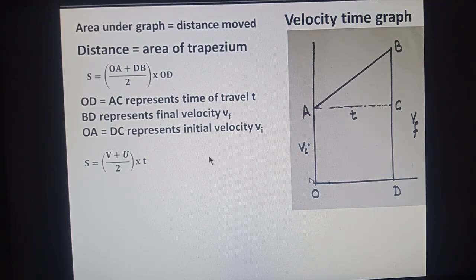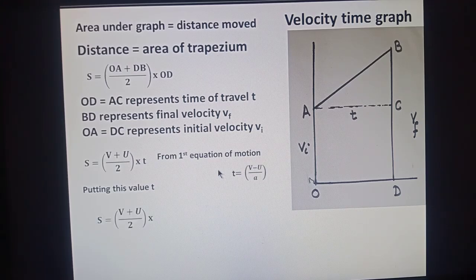Now referring to the first equation of motion, from that we calculated the value of T as this: T = (final velocity − initial velocity)/acceleration. Now we insert this value of T in this relation. Instead of T, we will write this value that we obtained from the first equation of motion. So this equation gets formed like this.